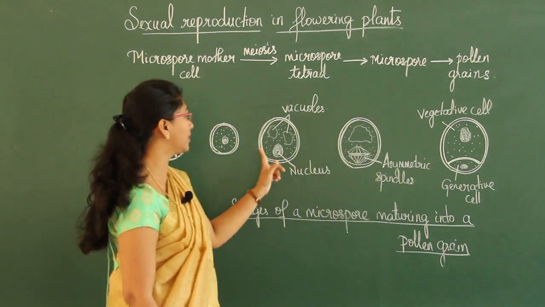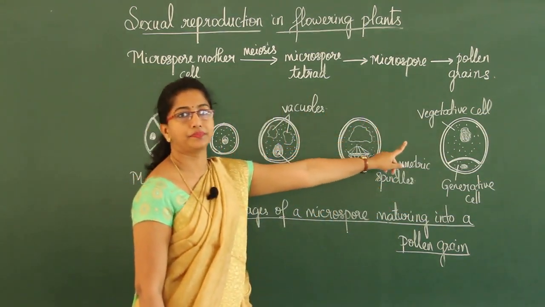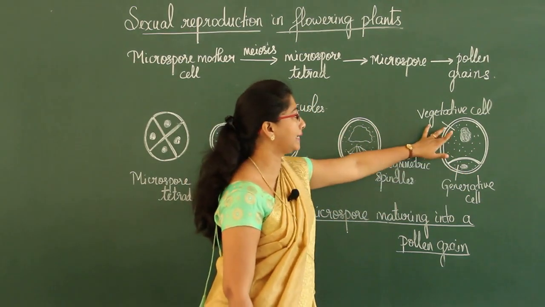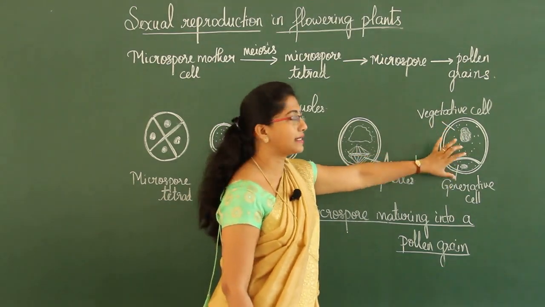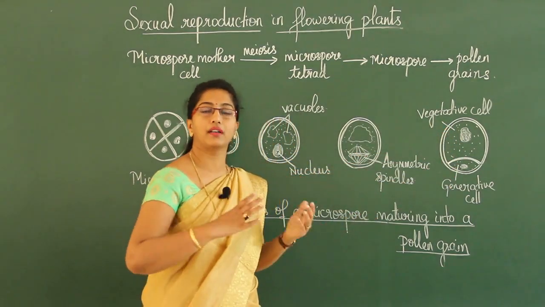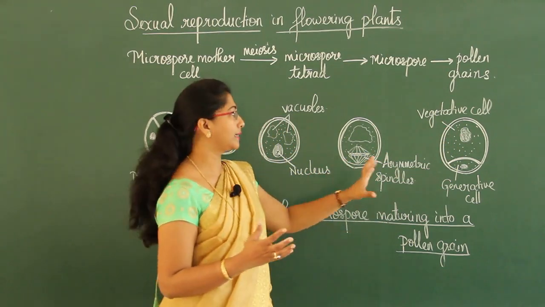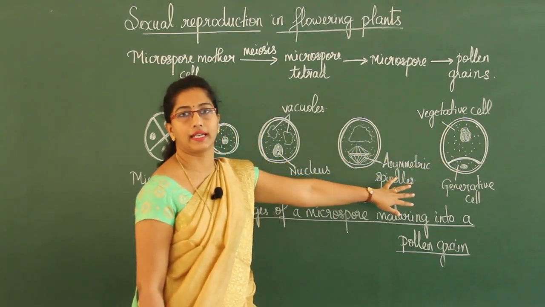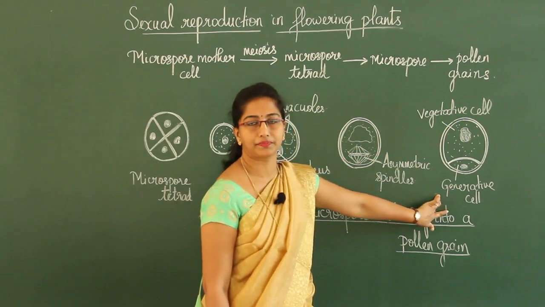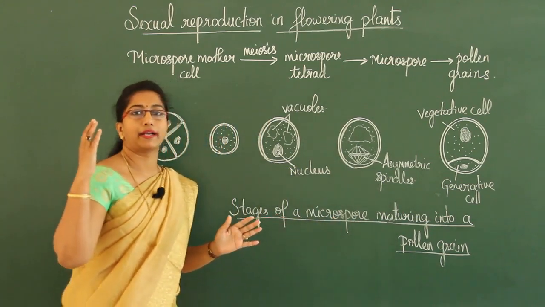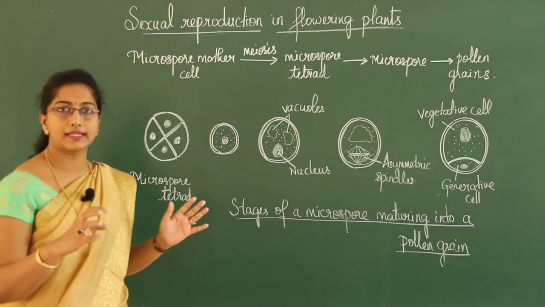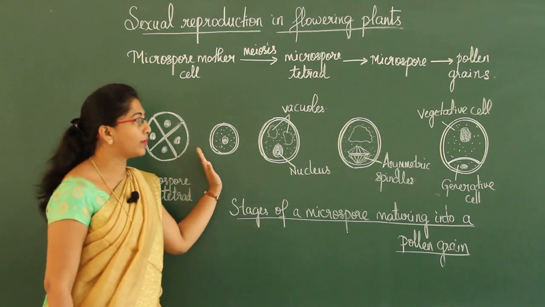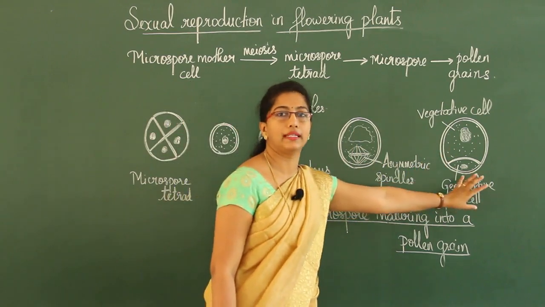So the microspore has developed into a pollen grain. If you see the pollen grain structure here, it has 2 cells. The 2 cells are of different sizes, which is a result of unequal division. You should know that the larger cell is called the vegetative cell, and the smaller cell is called the generative cell. This is how a microspore mother cell undergoes meiosis. It produces a microspore tetrad, and each microspore in this way develops into a pollen grain.